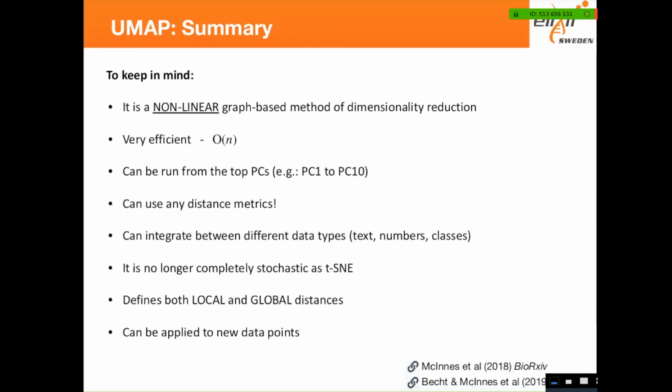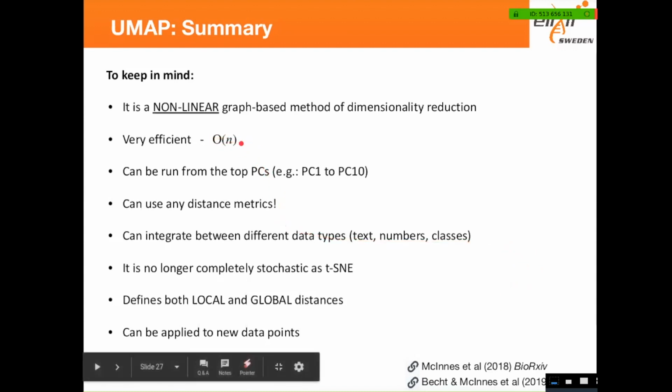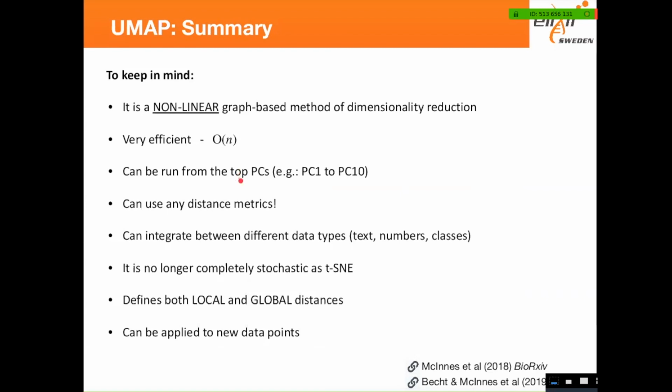So to keep in mind, UMAP is a nonlinear graph-based dimensionality reduction algorithm. It's very efficient, as is Fourier transform tSNE. It can also run on the top principal components, which is actually what you're going to do. Usually you use Euclidean distance, but actually you can use any distance. So if you have apples, pears, and oranges, as long as you know how to measure the distance between an apple and a pear and an orange, you can use that matrix in the UMAP. So it's generalizable in that sense. And you can also integrate between different data types: oranges, pears, plus gene expression, plus whether the pear has a car or not.